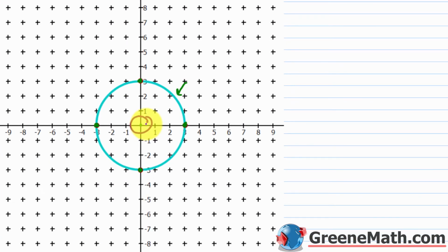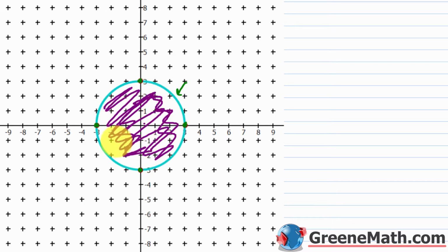So the solution region here is anything inside of the circle. Remember, the circle is the boundary, so you're either on the inside of the circle or you're on the outside of the circle. In this case, since it's on the inside of the circle, I would shade everything inside of the circle. All of those points inside the circle would satisfy the inequality.